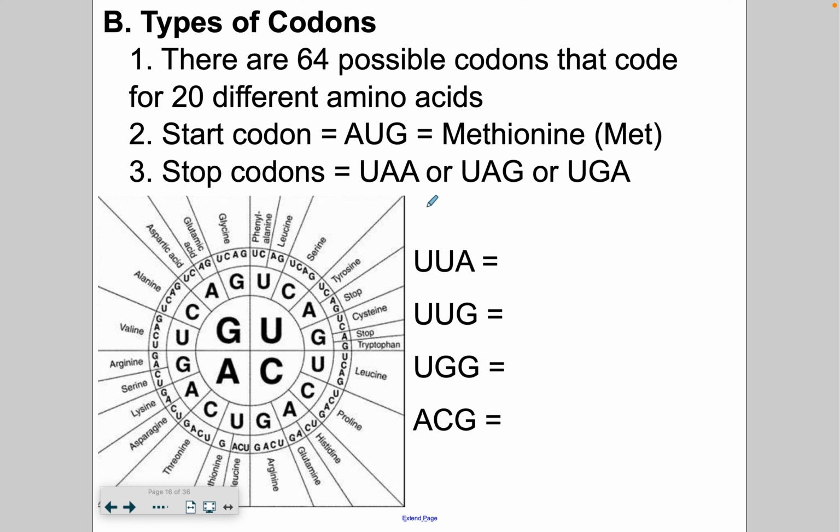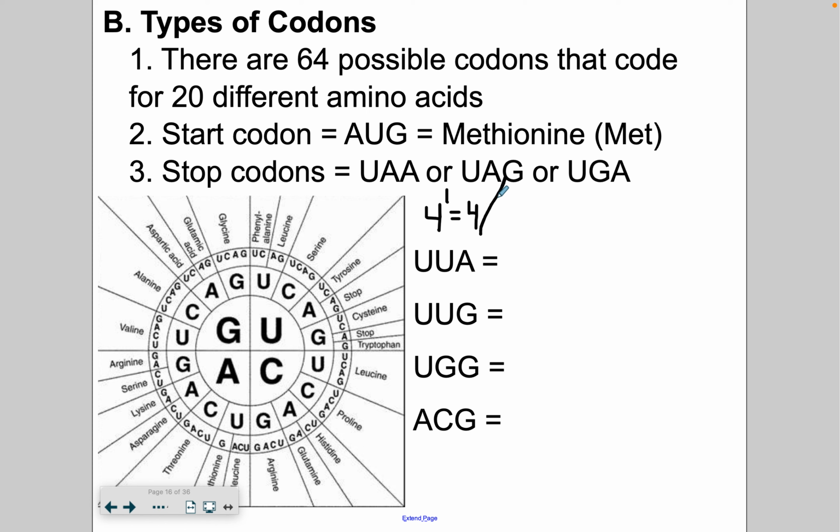So here's the math. We know that there are 4 nucleotides in RNA: A, U, C, G, right? So they said, okay, if each nucleotide coded for 1 amino acid, how many amino acids can I code for? Well, the answer is 4, right? 4 by itself is 4.